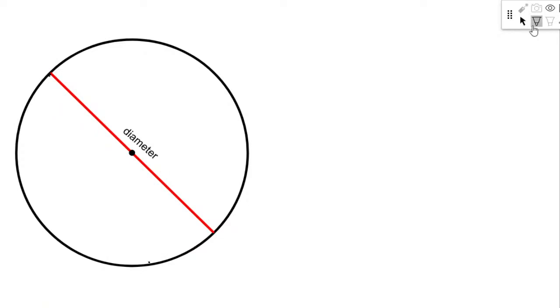We also see that the diameter actually connects to the circle through two parts. These are radiuses. So diameter equals 2 radius. This is our first formula to remember.